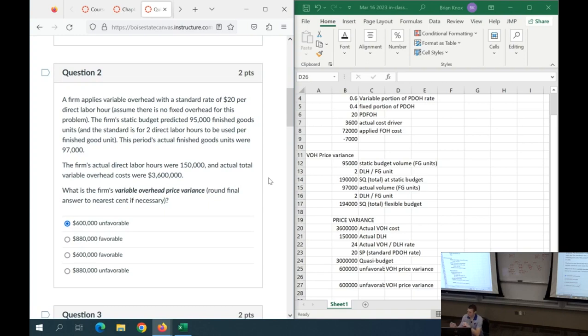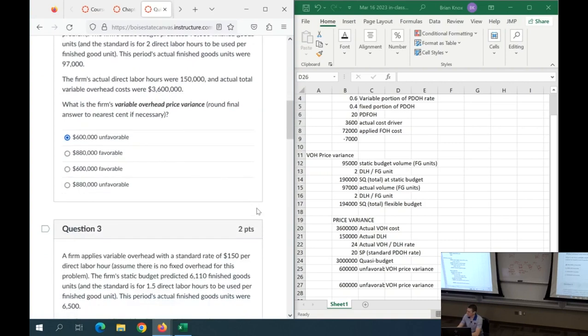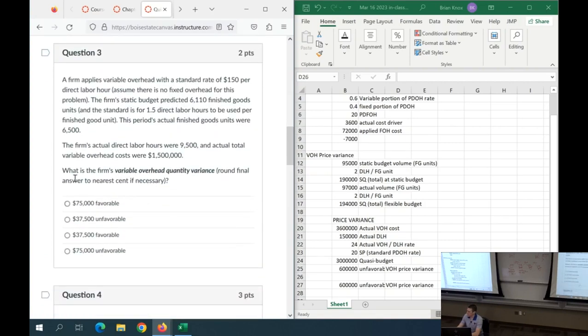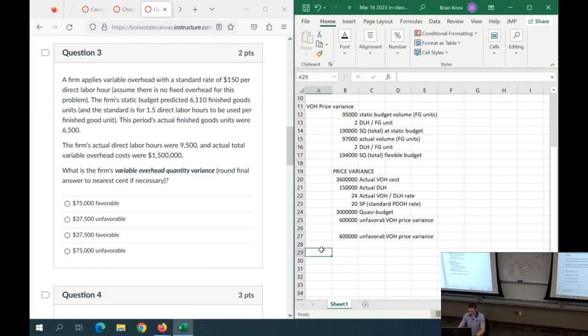All right, here's a very similar question, which makes me glad I did all this here to get the pump primed, if you will. But it's asking about quantity variance. So this kind of stuff that we did in the previous question is going to be relevant to this question, even though it wasn't relevant to the previous question. So let's go with the VOH quantity variance question.